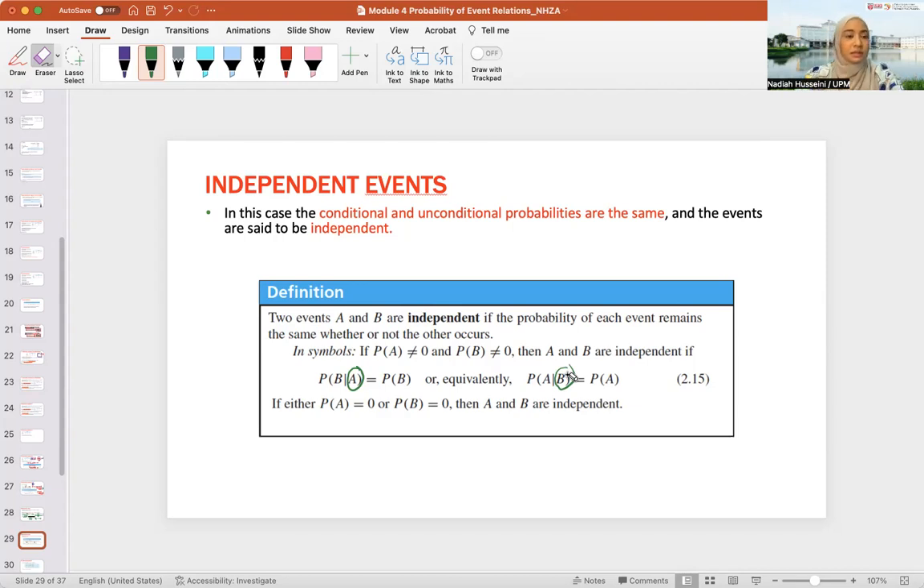Okay, but I think that's common sense. If the other event does not occur, then there's no limiting factor, right? The sample space is not reduced. Okay, so I hope everyone got that.